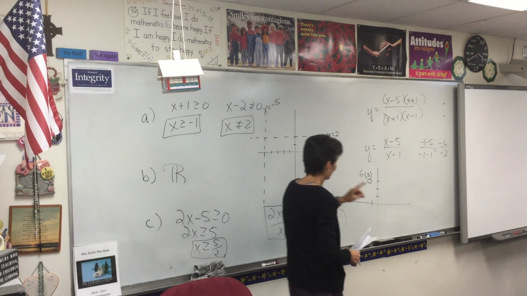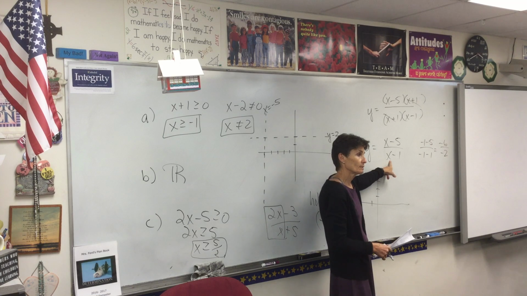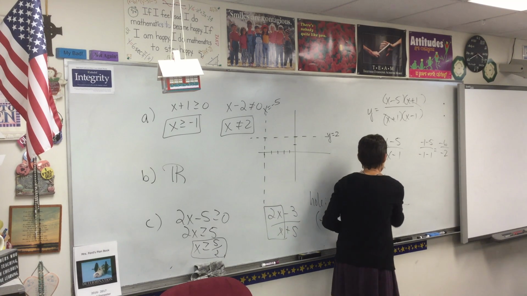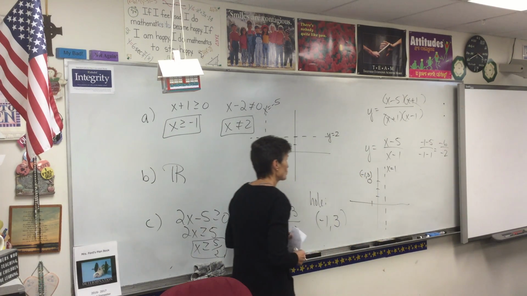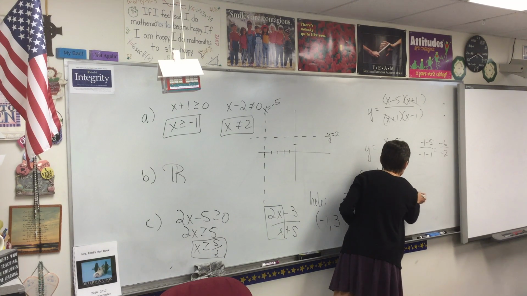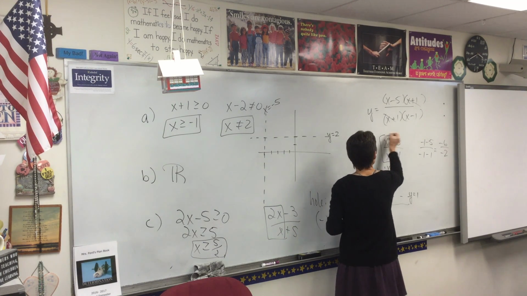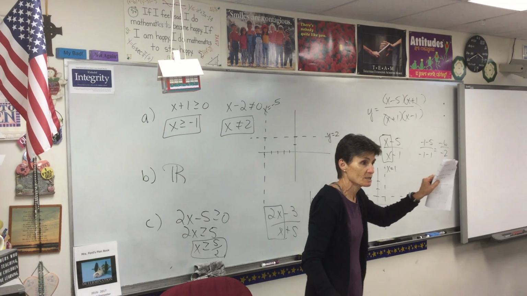Do we have any vertical asymptotes? At x equals positive 1. So your vertical asymptote is x equals 1. And the horizontal is also 1, because you have x over x, or in the original problem, x squared over x squared.